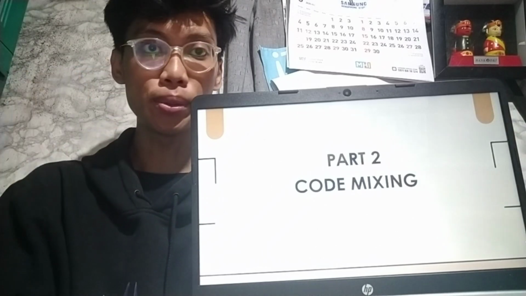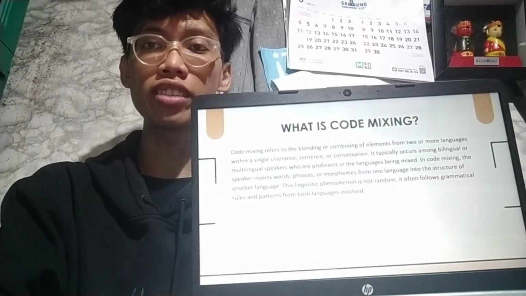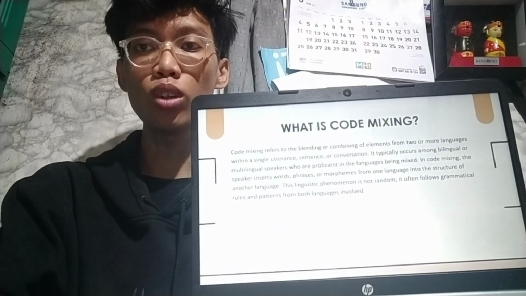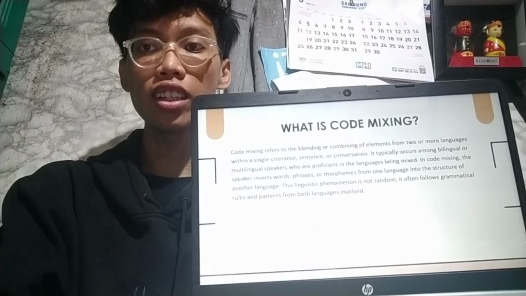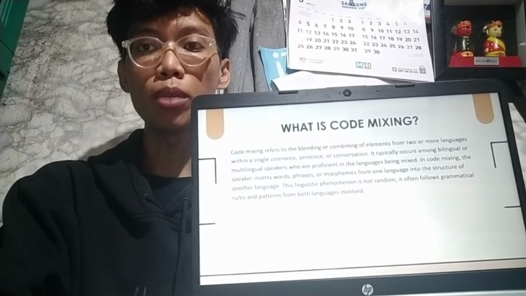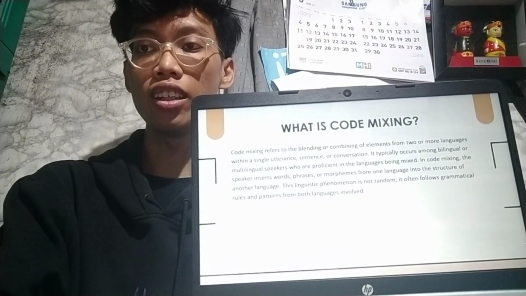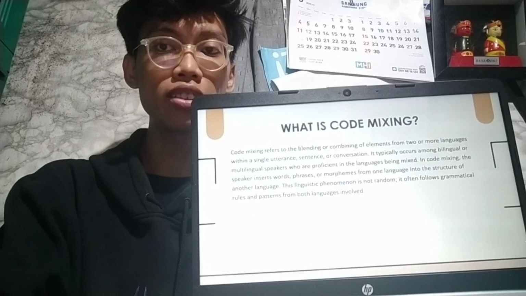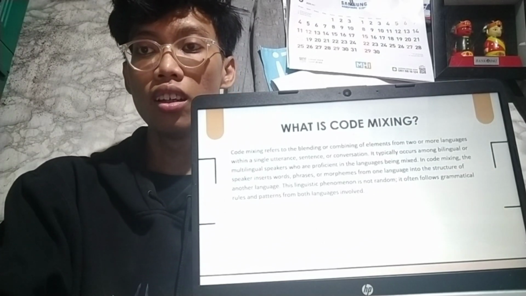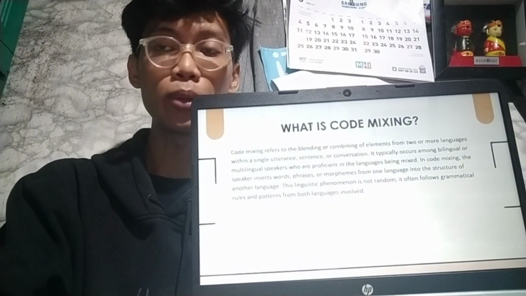Next, we move to Part 2, codemixing. What is codemixing? Codemixing refers to the blending or combining of elements from two or more languages within a single utterance, sentence, or conversation. It typically occurs among bilingual or multilingual speakers who are proficient in the languages being mixed. In codemixing, the speaker inserts words, phrases, or morphemes from one language into the structure of another language.